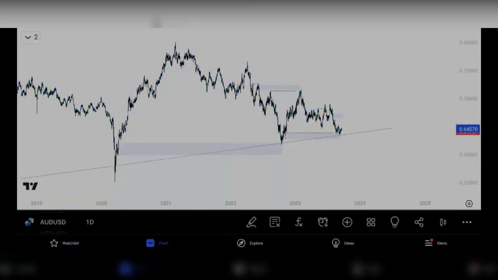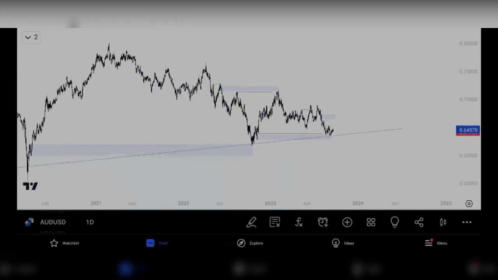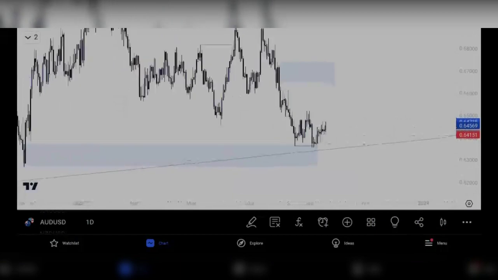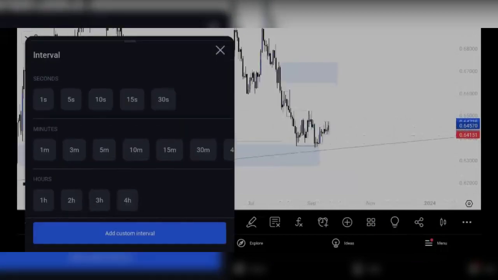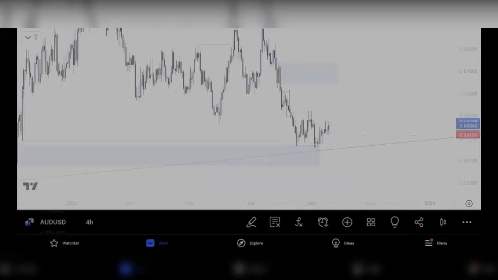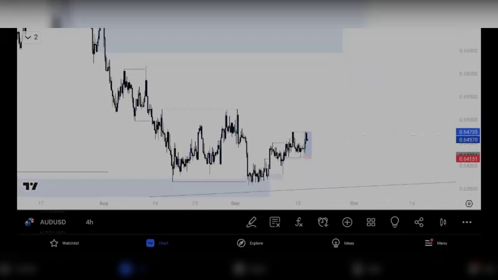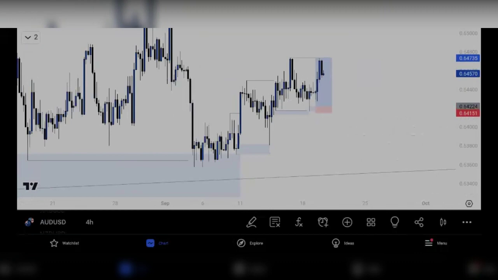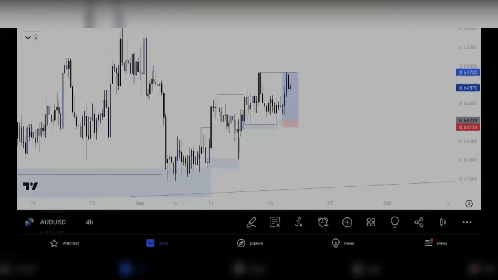I went ahead and identified my demand and supply zones. Then I went to a lower time frame, which is the 4 hour time frame. On the 4 hour time frame, look at what is going on here. Same thing, the market structure. I still try to identify it. Look at this. One, two, higher high, higher low, higher high, low, high.